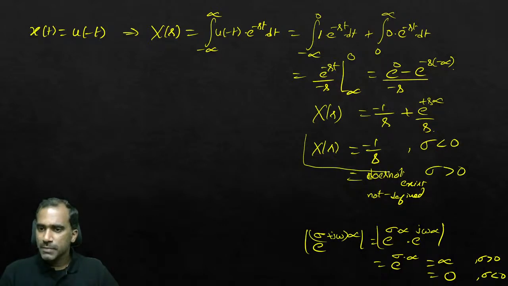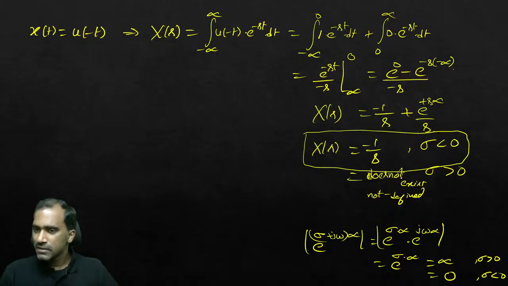We write only this part. We don't need to explicitly write the other part. For your understanding's sake, I have written it in this case. But when somebody writes the Laplace transform for certain values of sigma, it means for other values of sigma, it does not exist. So the Laplace transform exists only for certain values of sigma, not for all values of sigma. Those values of sigma for which it exists, we call the region of convergence.